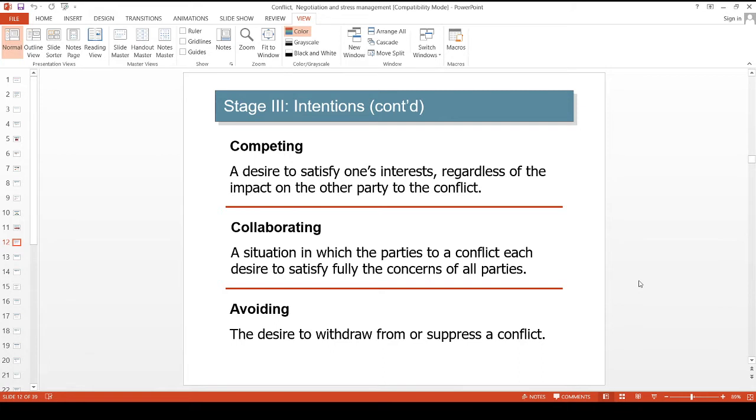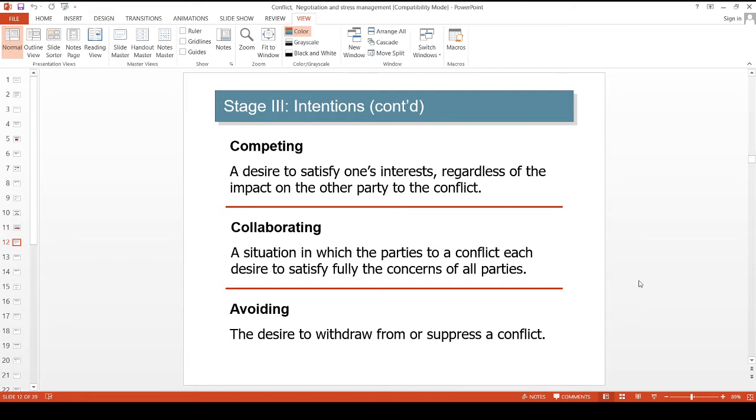As far as this third stage of the conflict process is concerned, five conflict handling intentions can be identified. These are sometimes also considered as the conflict handling solutions to a particular conflict. One of the intentions is competing. It is a desire to satisfy one's interests regardless of the impact on the other parties to the conflict. So it is more assertive in nature.